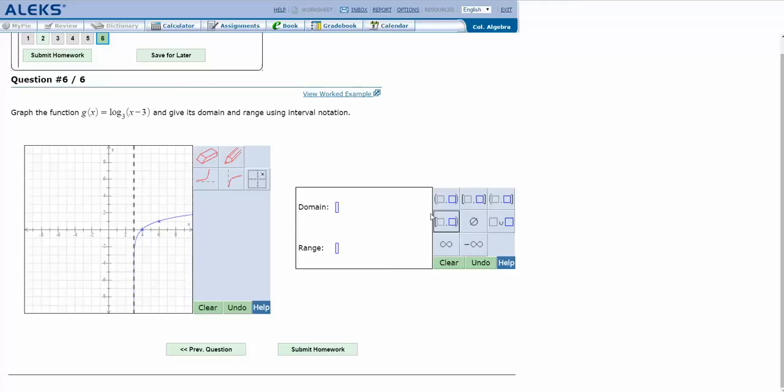Now its domain is going to be from the asymptote to the right. So my x value starts at the asymptote, which is 3. And you want to grab the interval that has parentheses on it because the asymptote's an undefined number. So we're going to go 3 to positive infinity, and my range goes up and down forever. So my range also is the interval that has parentheses on both ends, and it's negative infinity to positive infinity.